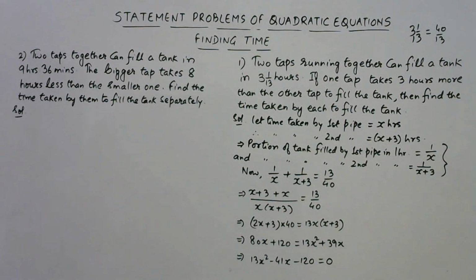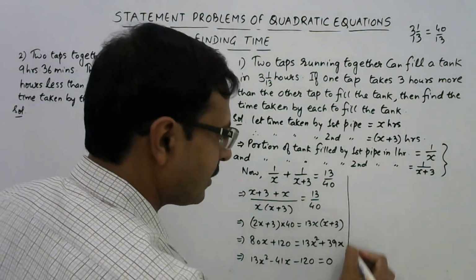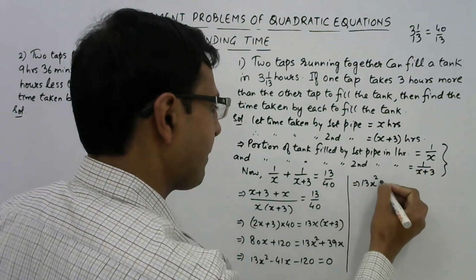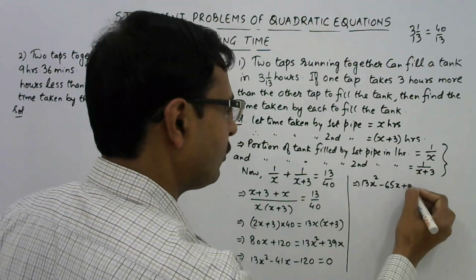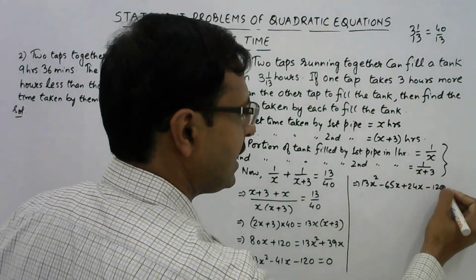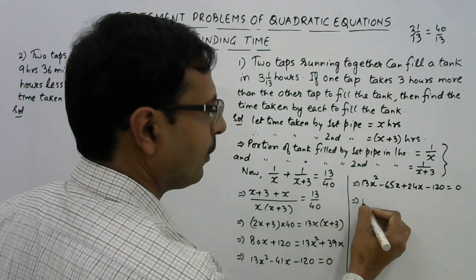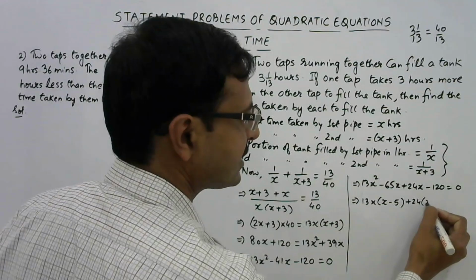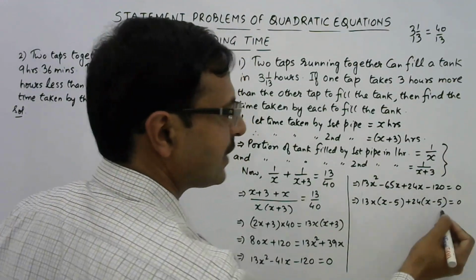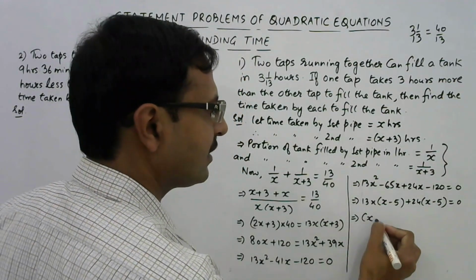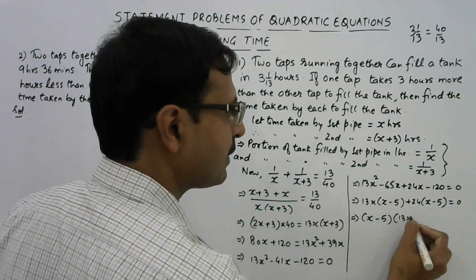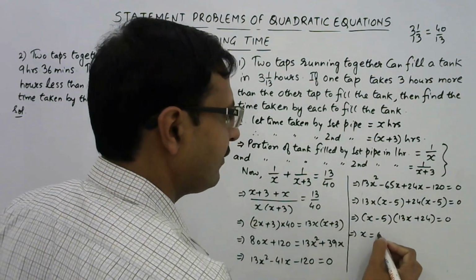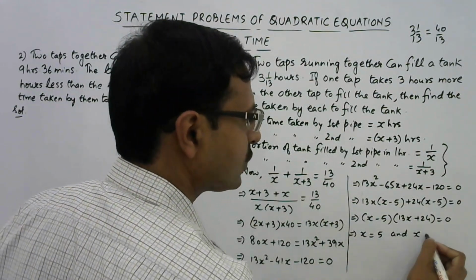I'll tell you the factors which will be used here. It is 65 and 24. So we split the middle term. 65 and 24. So this becomes 13x square minus 65x plus 24x and minus 120. Now it's all about taking common and factorizing. 13x times x minus 5 plus 24 times x minus 5. So we have x minus 5 in both the brackets, which becomes the first factor, and the second factor 13x plus 24. This gives you x equal to 5 and x equal to something negative.